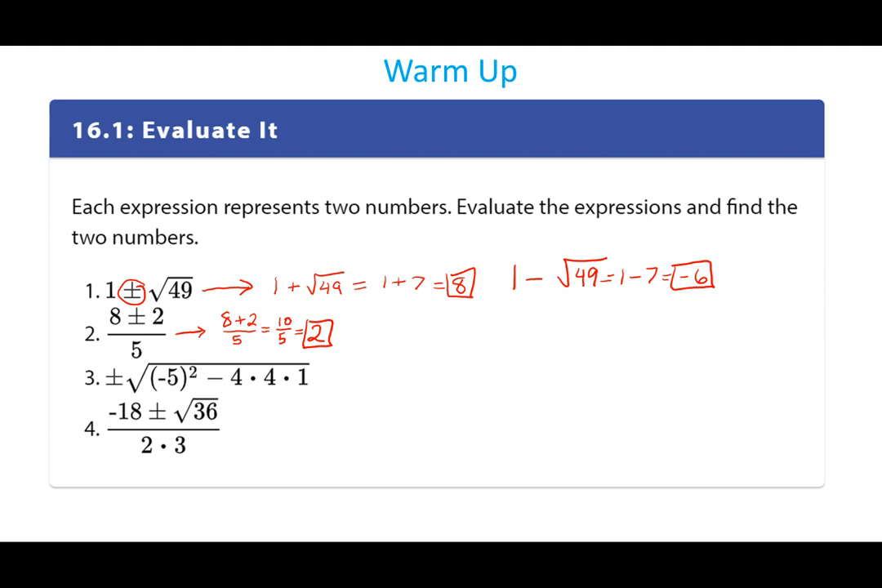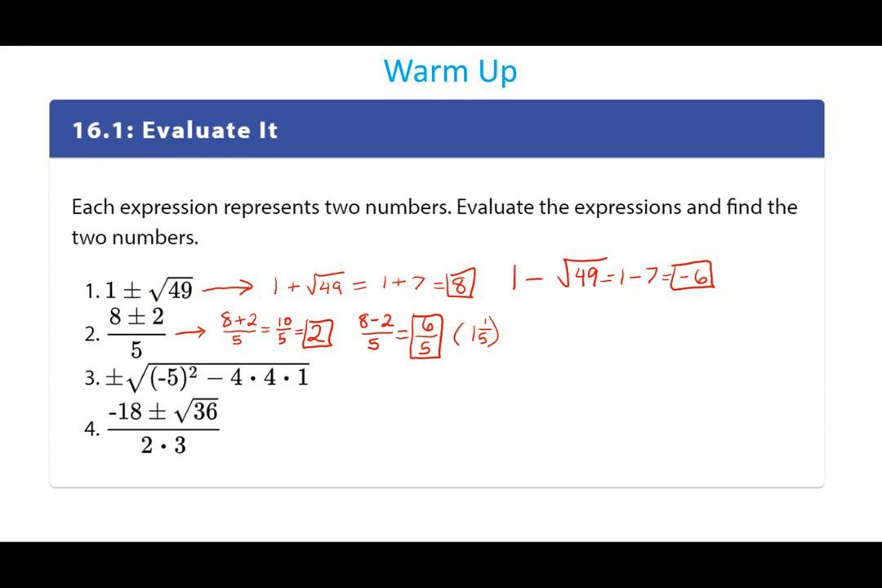2 will be one of our answers for evaluating this expression, because we also need to write 8 minus 2 over 5. This is going to be our second possible answer. 8 minus 2 is 6, so we have 6 over 5. You can leave your answer like that, or you could also write it as 1 and 1/5. Either of those is okay. So notice that for both number 1 and number 2, we had two answers because of this plus or minus in the original expression.